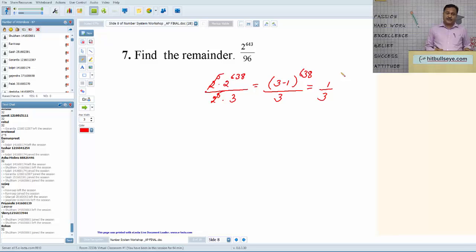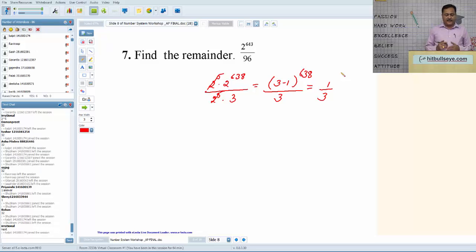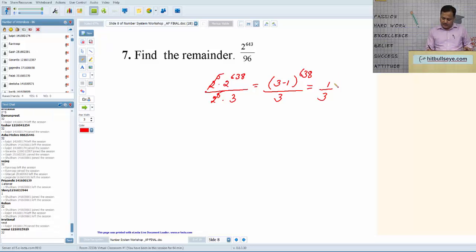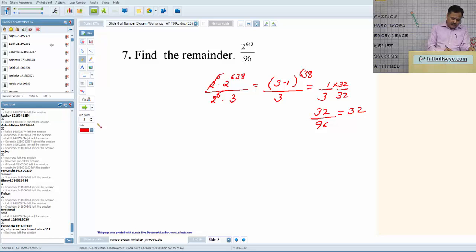But in our question, the divisor is 96. To make the divisor 96, we have to reintroduce 32. We have to multiply the numerator and denominator, which we simplified in the starting stages. So multiply and divide the numerator and denominator by 32. We will get the answer 32 by 96. That means if we divide this number by 96, the remainder would be 32. So the answer is 32 for this question.